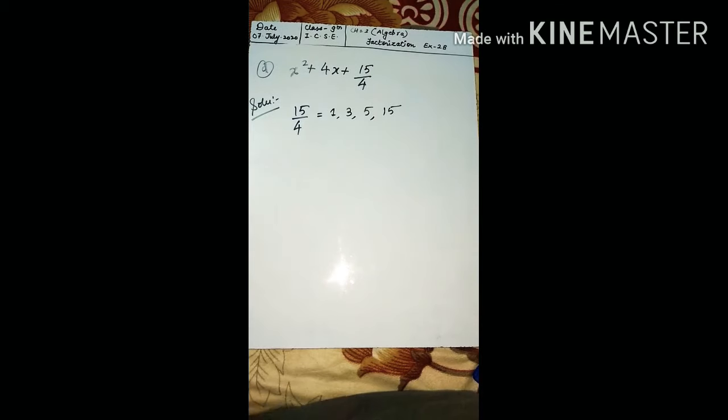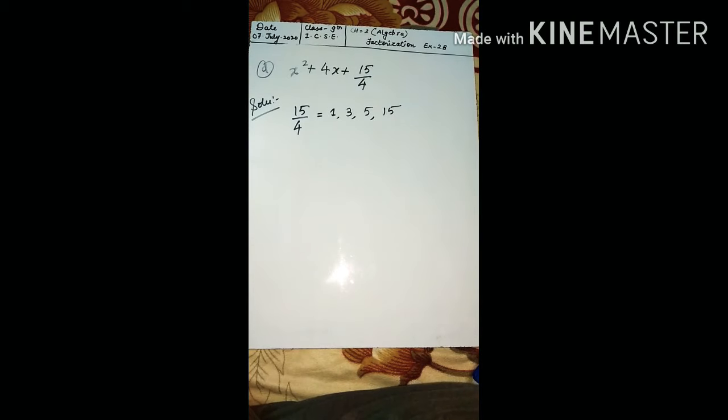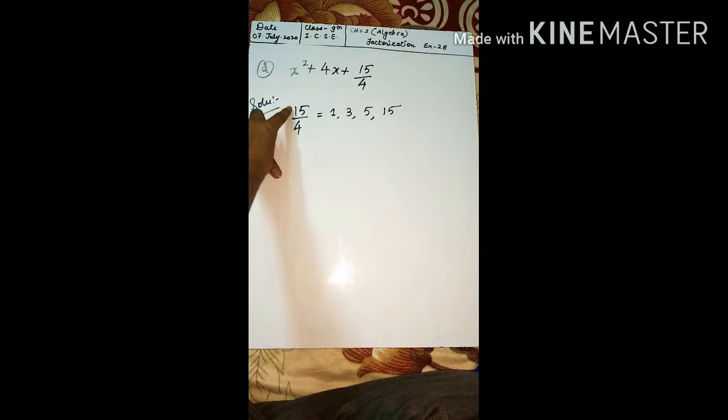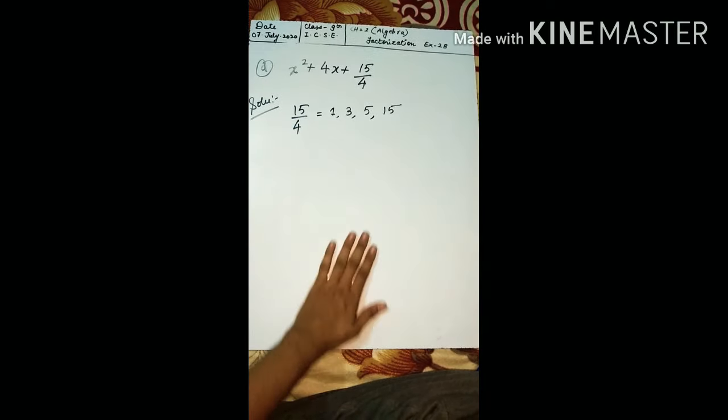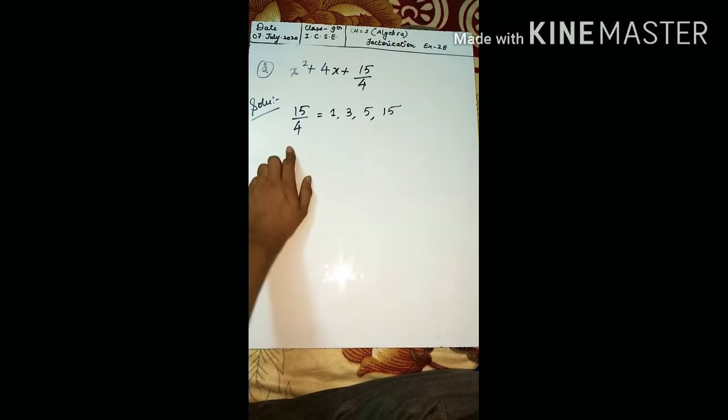As I see that this is somewhat complicated, let us do this question. It says x square plus 4x plus 15 upon 4. Till now we have been seeing integer terms. Now what we got is a rational term, that means 15 by 4. We got p by q form, and we haven't seen such a type of question. So let us do this.